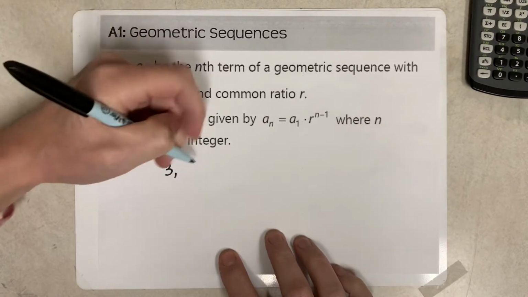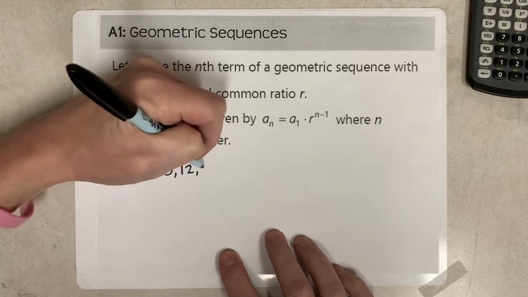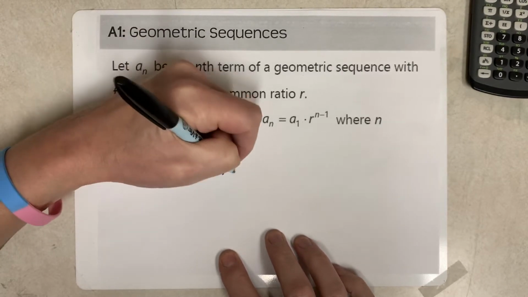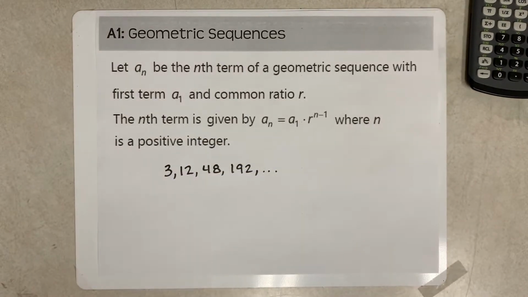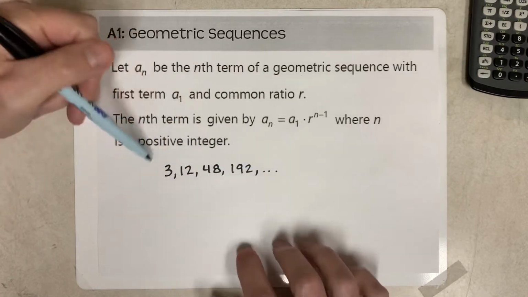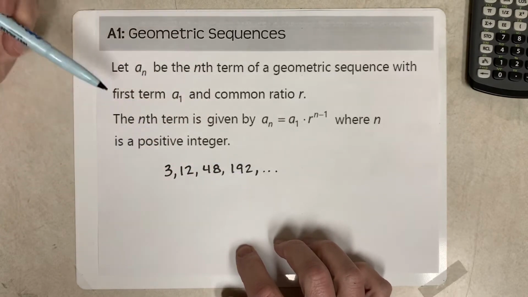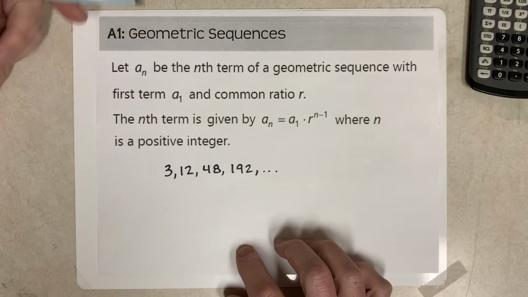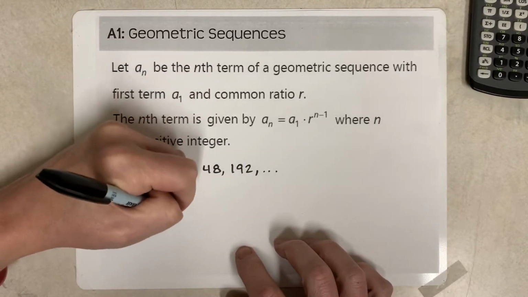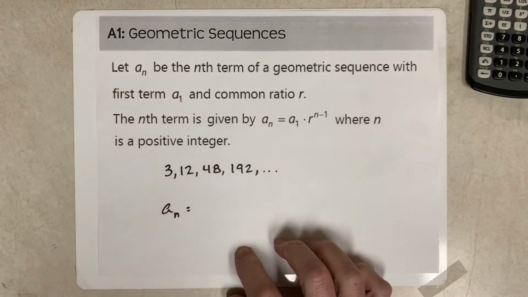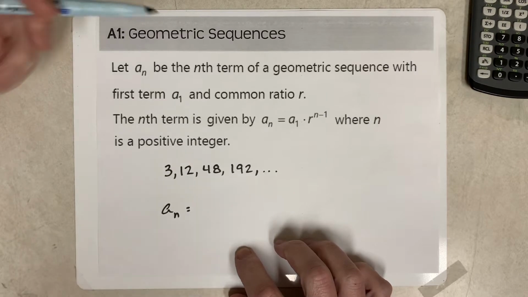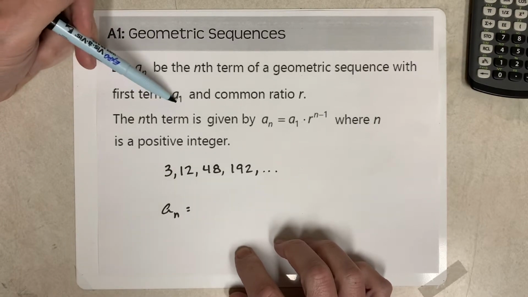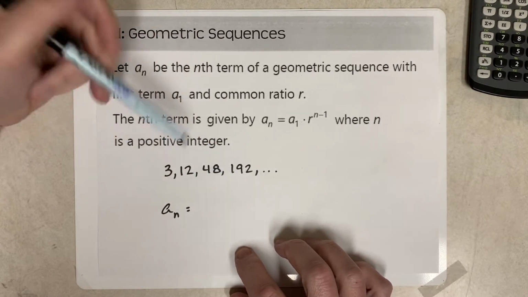3, and then it was 12, 48, 192, and it keeps going that way. Basically, if you take this geometric sequence that we made, a sub n would be the name of the entire thing. n is the term number, and a sub n, the whole thing, is the value of that term. And so the first term, a sub 1, of our sequence was 3.